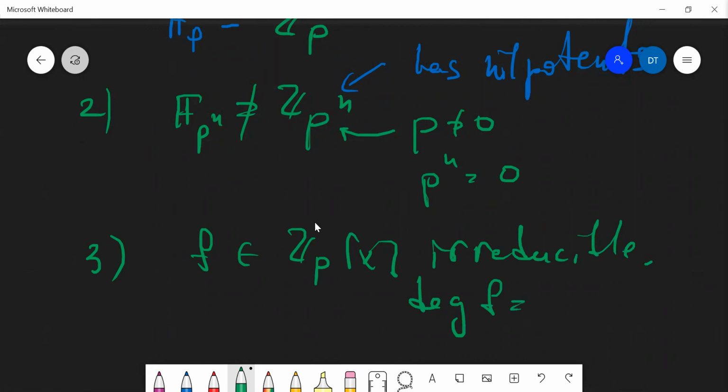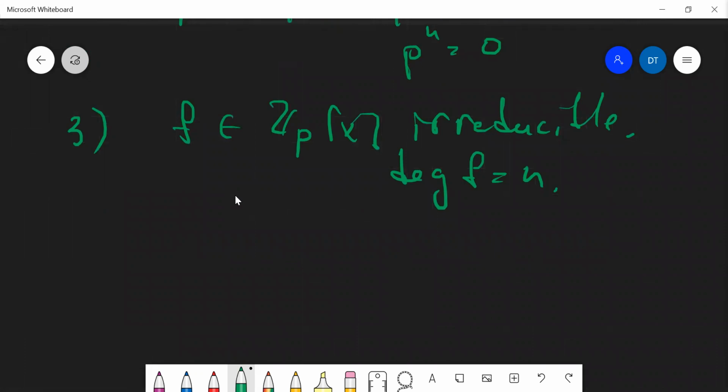let's say of degree n. So we need to know how to produce an irreducible polynomial of degree n, and then we may produce this field, and this field will be Fp to the n. Why? Because we know how to compute the number of elements here. This thing is an n-dimensional vector space over Zp. So that's why it has p to the n elements.